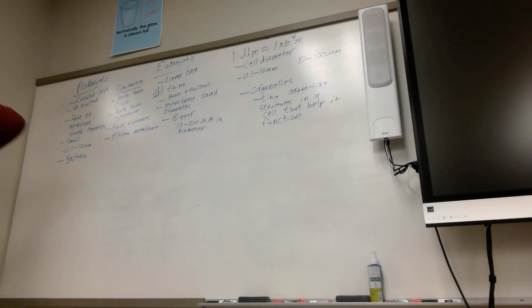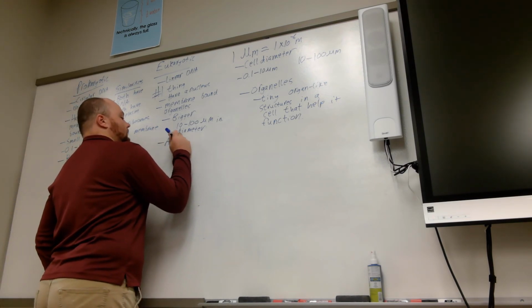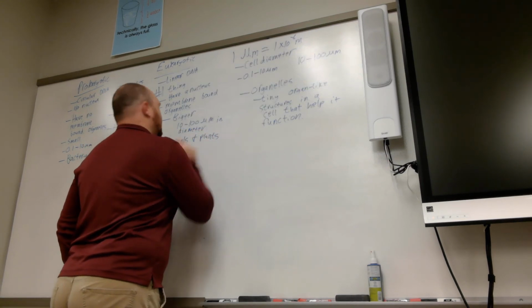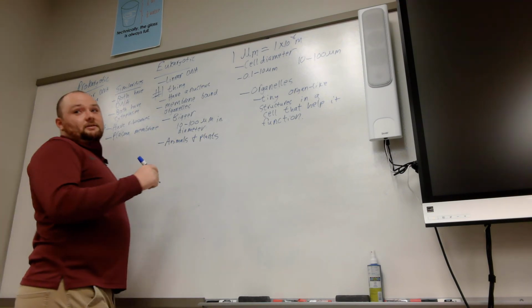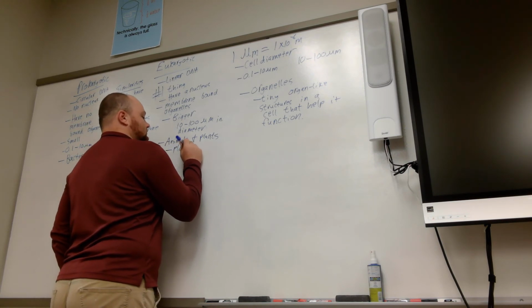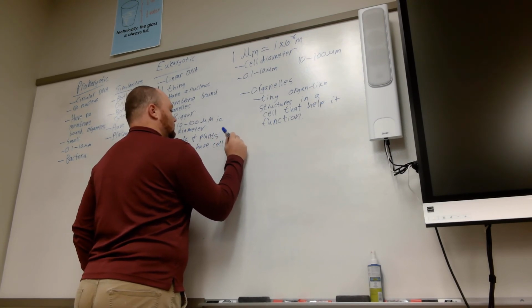Animals and plants. Good job. Okay. What's the main difference between animal and plant cells? Plant cells have like two more things. They have a couple more things, but really they have two main things. Give me one, Jordan. Plants have like the extra wall. It's called the cell wall. Okay, so plants have cell wall.